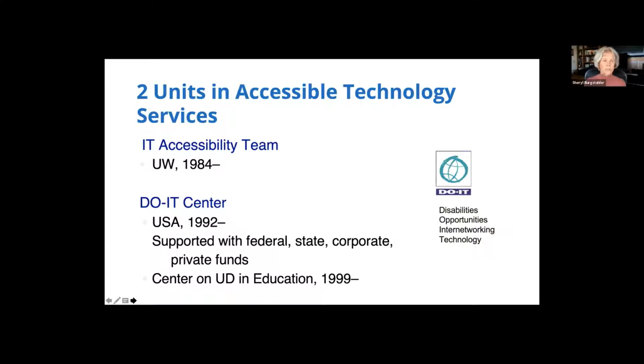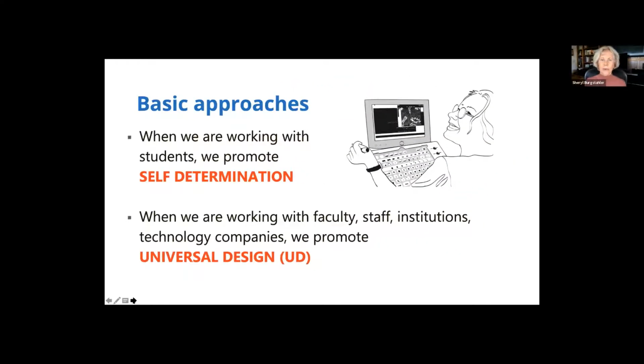I also run the DO-IT Center, where DO-IT stands for Disabilities, Opportunities, Internetworking, and Technology. That started in 1992 as I decided to, what I called at the time, dabble in grant writing. But we've been very successful, primarily getting money from the National Science Foundation, other federal agencies, state agencies, corporate, and private funds, to direct a number of projects where we're all focused on improving the lives of people with disabilities. Our particular focus is on transition to college, graduate school, and careers, and a lot of work in science, technology, engineering, and mathematics, since we are funded so much by the National Science Foundation in the United States. We also started the Center on Universal Design in Education in 1999 and continue to support that. You'll find a lot of resources related to what I'm talking about today at that location. I'll give you the URL at the end of the talk.